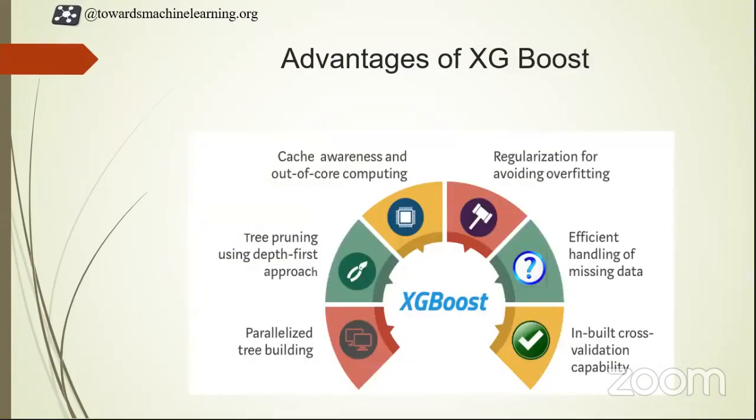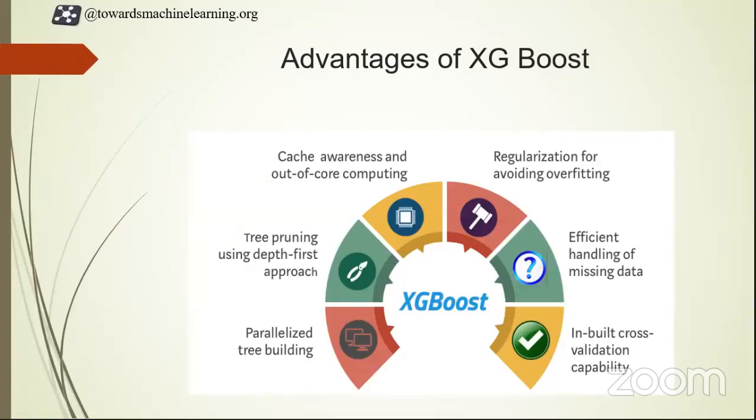Now we will see certain advantages of XGBoost. We have various advantages: parallelized tree building, tree pruning using depth first approach, cache awareness, and out of core computing. As you have seen, in gradient boost our memory gets exhausted when we build a large number of trees, so XGBoost is very good with cache awareness and out of core computing.